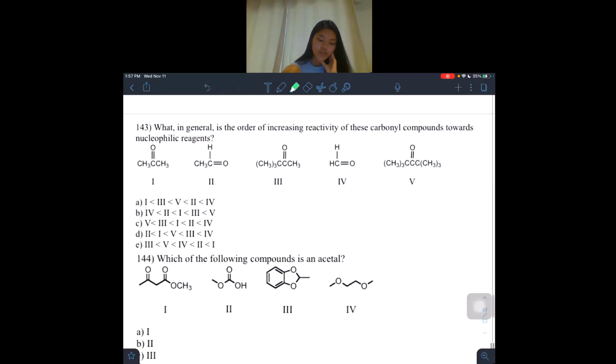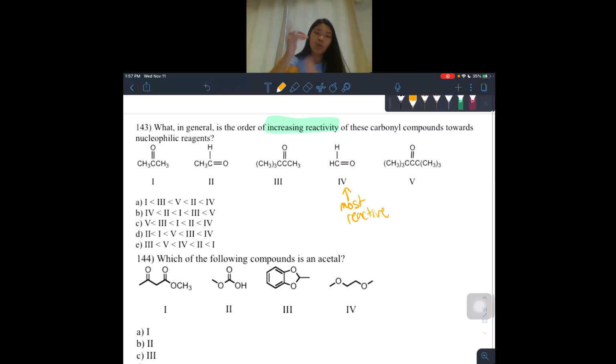So, 143. It kind of looks like the one we just did on the other page, but notice the key word. It says increasing reactivity. So, we want the least reactive to the most reactive. So, we already said, let me grab these guys. This is our most reactive. So if you want to go based on that, we could kind of look at all of them and see which one gives us 4 as our last one. So we're looking at this column.